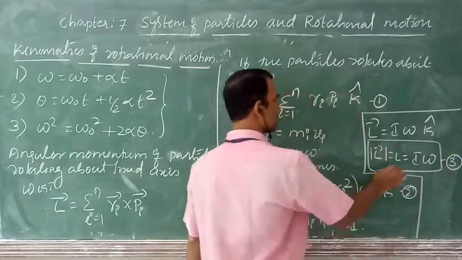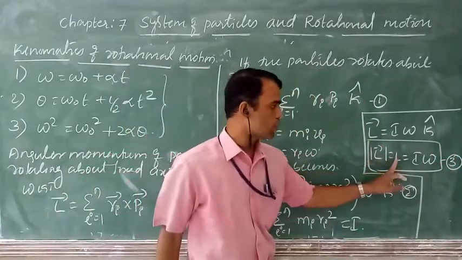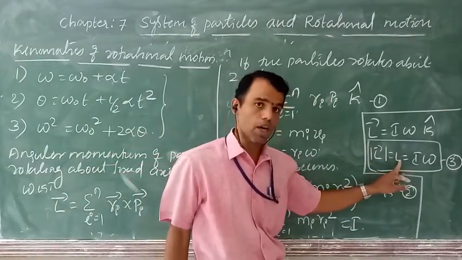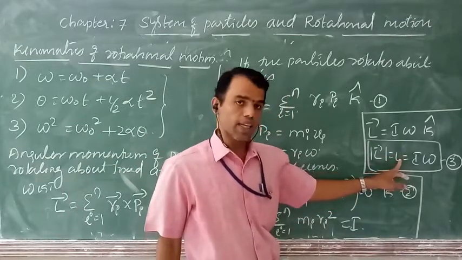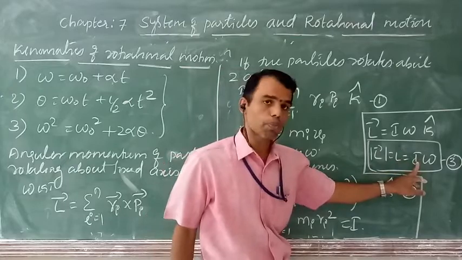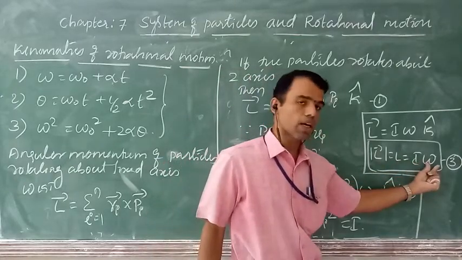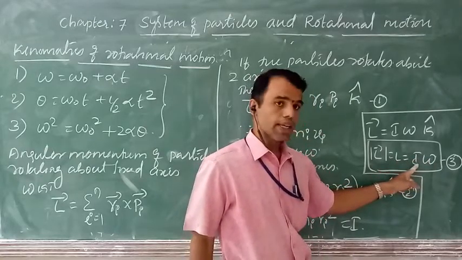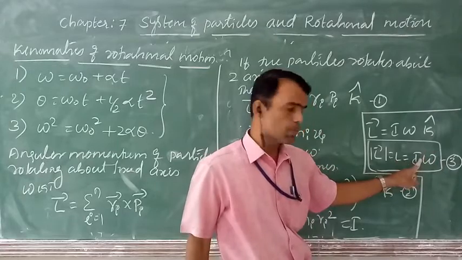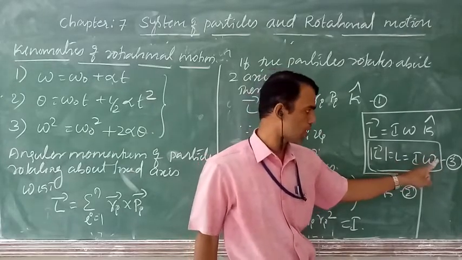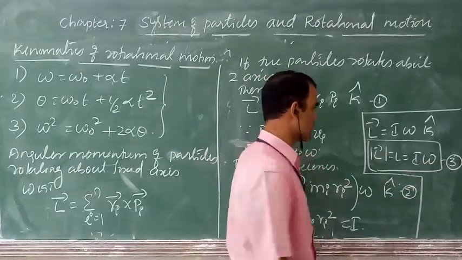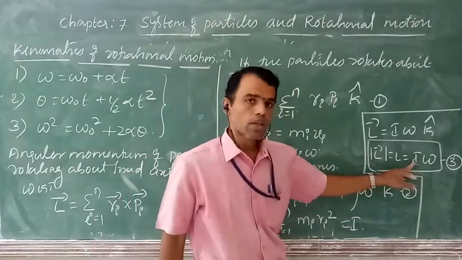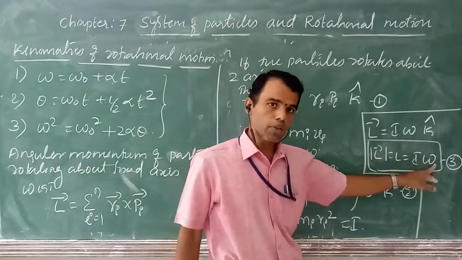So we obtained a very important conclusion: the angular momentum of a system of particles, or of a rigid body rotating about an axis, is just the product of moment of inertia into angular velocity. We know linear momentum P is equal to m into V. So m is replaced by I in the case of rotational motion, and V is replaced by omega. Thus the angular momentum of a rigid body is the product of moment of inertia into angular velocity.